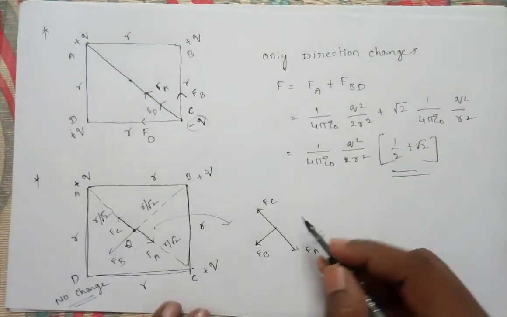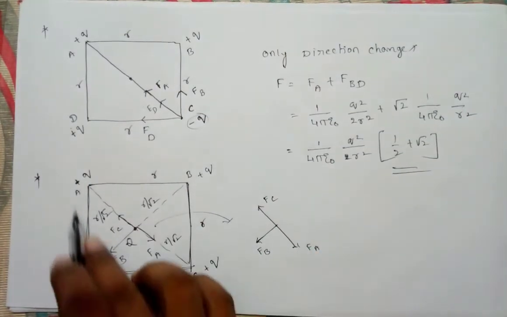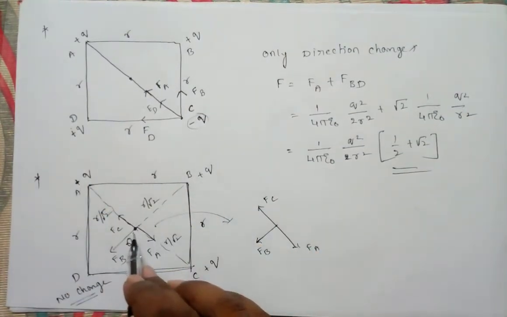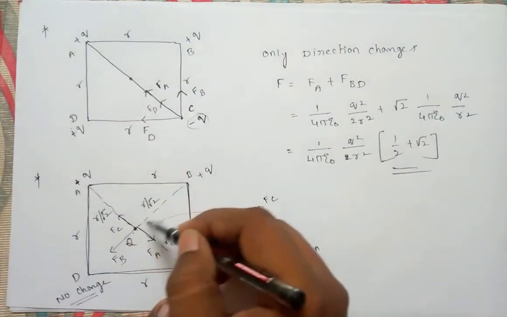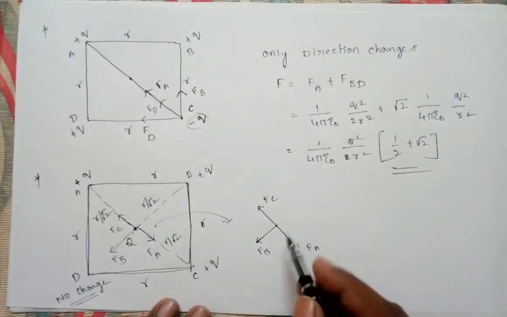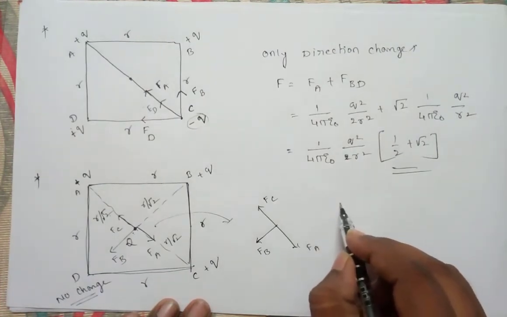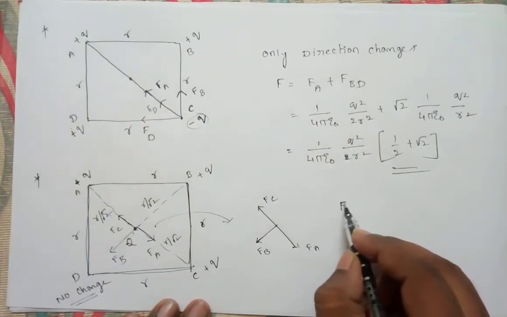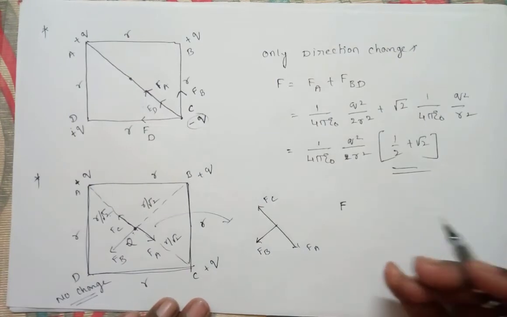Then what will happen here? We know one thing: if all the charges are the same, and here capital Q is there, the product of charges is the same, capital Q into small q. The distance is also the same. If the product of charges is the same and the distance is the same, they are kept in the same medium even.